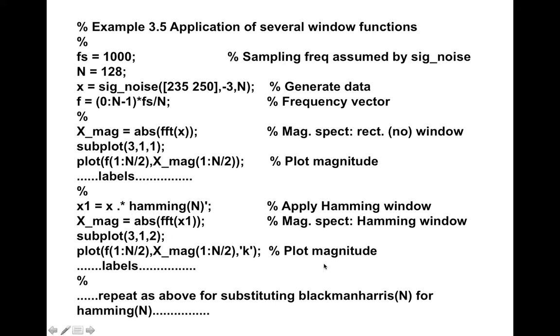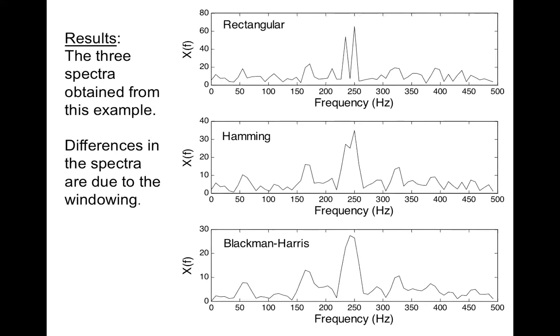So here's the code. This will be uploaded into the folder containing codes, and here are the results. So you can see, applying the rectangular window, the 235 and 250 components are very clearly evident. You can also see, though, that you have this kind of odd addition to the spectrum. So if we look at the Hamming window, we can see that we can still resolve that there are a couple of peaks here at 235 and 250.